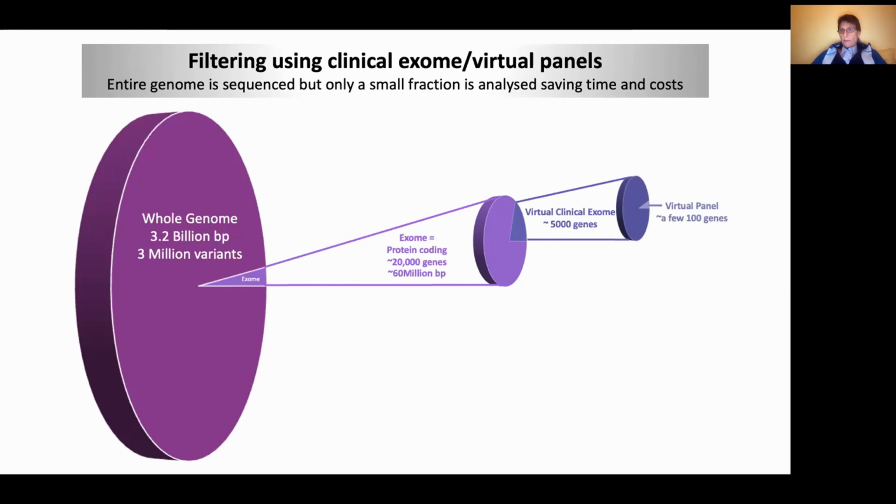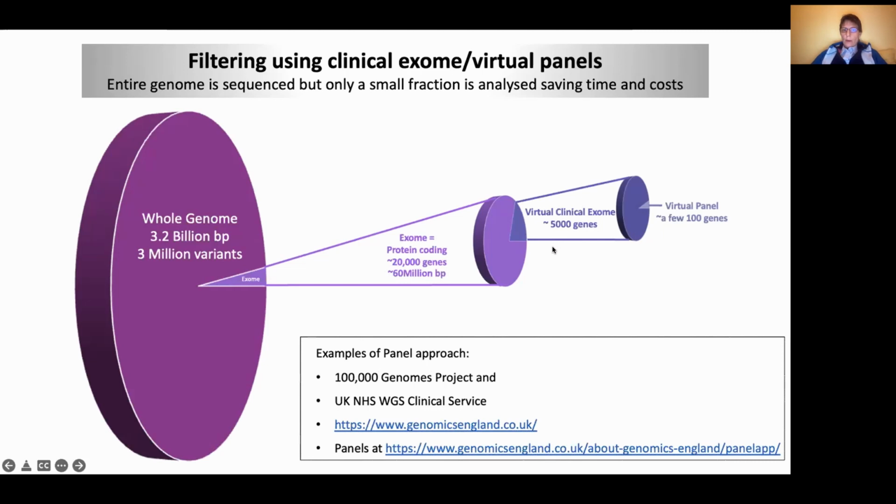And this type of virtual panel analysis using whole genome sequencing was being used by the 100,000 Genomes Project. The initial data has just come out in the New England Journal, and you can see some of the results there. And we are now using this in the UK NHS whole genome sequencing service. We don't have all genes associated yet, but we are doing both adult and childhood onset ataxias.